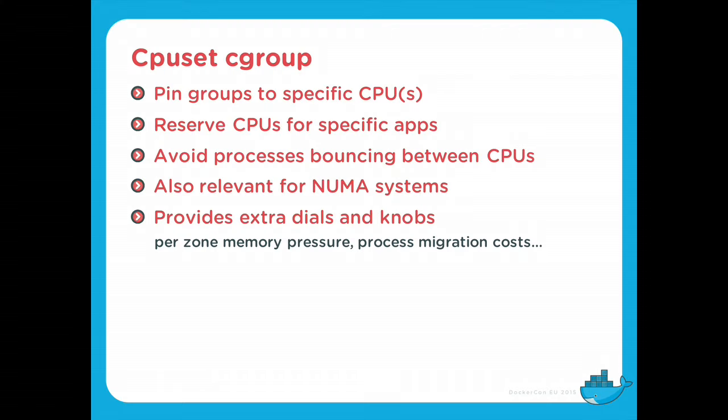Next thing, the cpuset cgroup. So cpuset allows you to pin groups of processes to one CPU or to a set of CPUs. And so that lets you dedicate CPUs to specific tasks. That allows you to, for instance, avoid processes that are constantly being moved from one CPU to the other. If you want, you can dedicate a CPU to one specific process because it's super important that the latency is as good as possible.